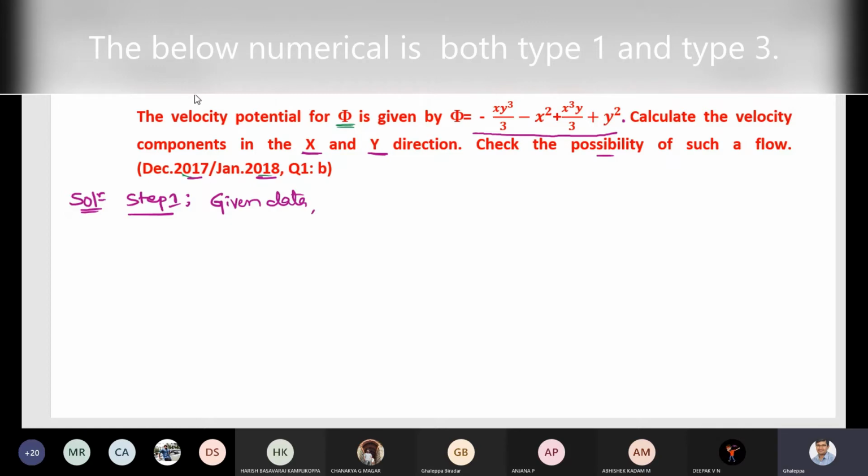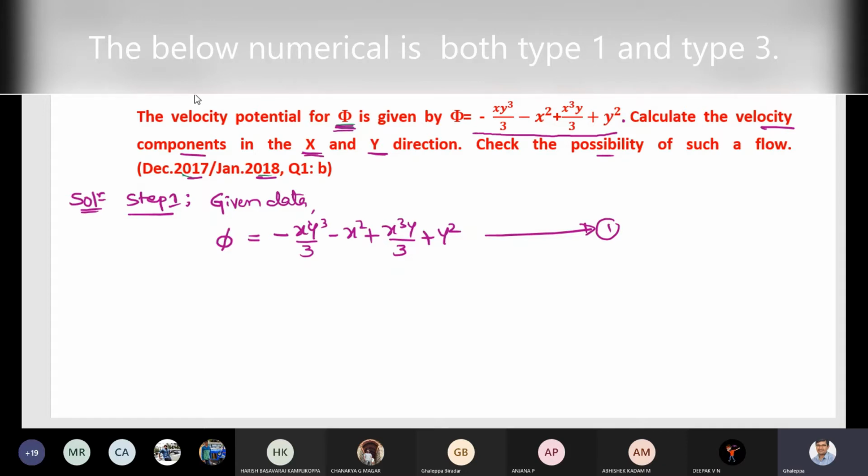First, what type of function is given? Clearly he has given the phi symbol, so it is the velocity potential function. Phi is equal to, I will write the function he has given in the question paper statement. Okay, this is equation number 1. I will continue. 1. Calculate the velocity components in the x direction.